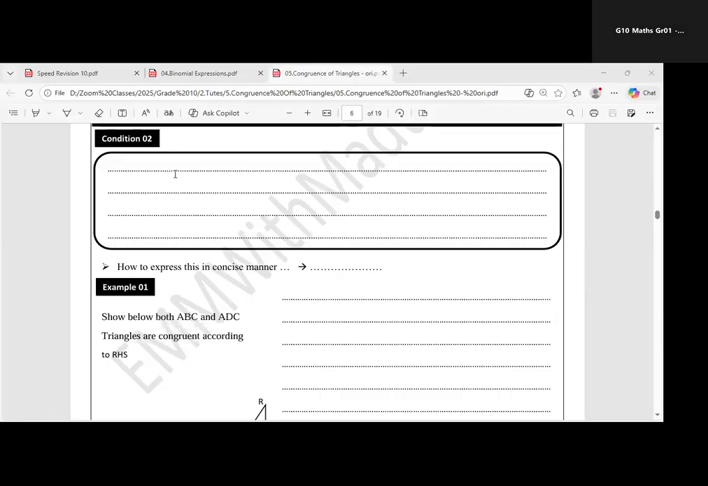Right. So this is congruence of triangles. Condition 2, or in your school you might meet this one as case 2. The case number is not important. The method is the important thing.